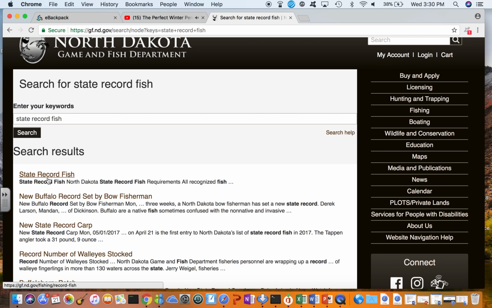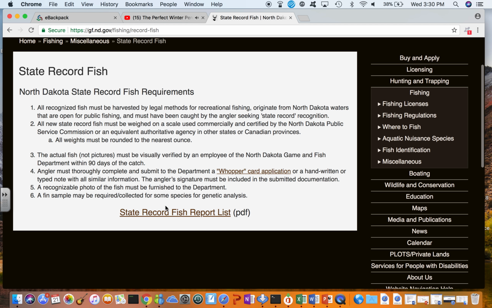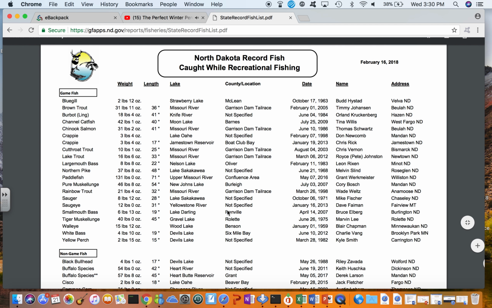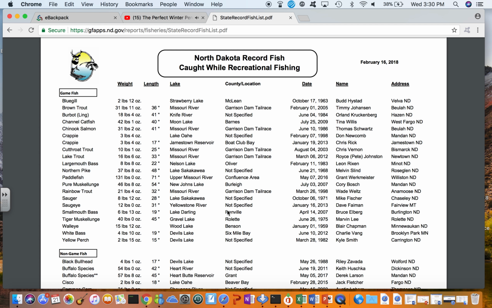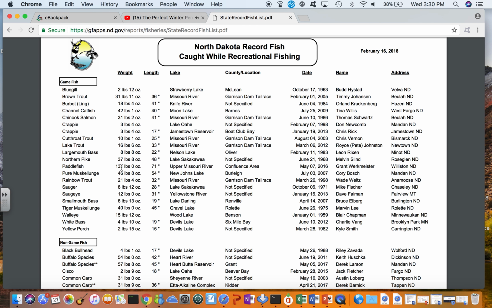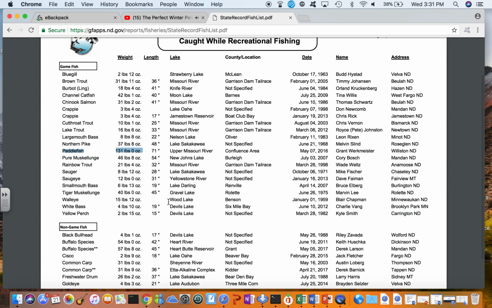So I might miss something, but it looks right here that I can just click on this result and I can go state record fish, and it looks like I got a list. And right here, I'm going to have to search for my biggest state record fish. So let's go by poundage. State record fish looks pretty easy. Biggest state record fish looks like, to me, it's the paddlefish, both poundage and length. So that was pretty easy to find.